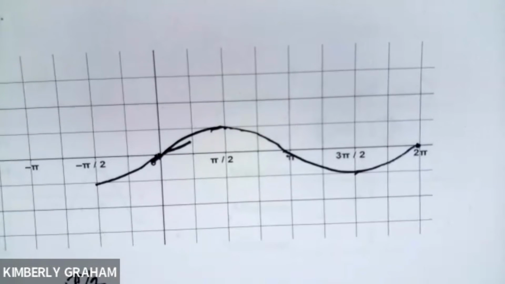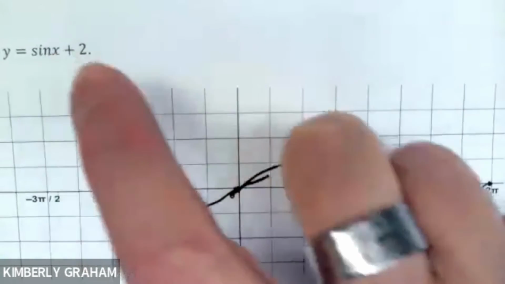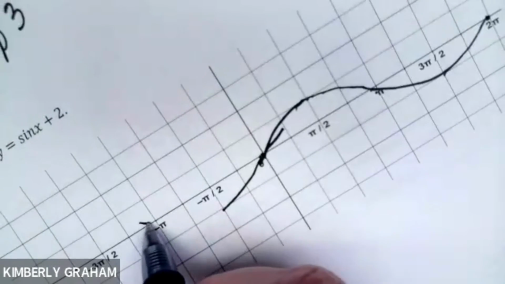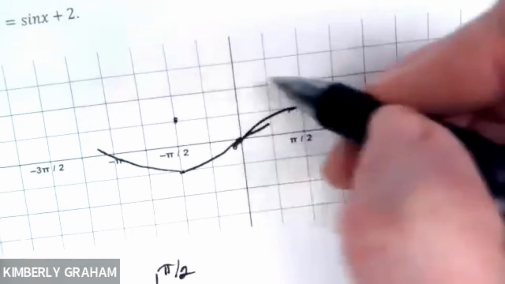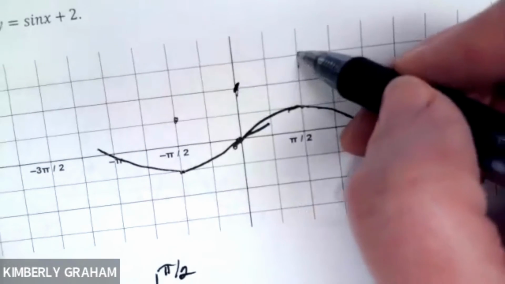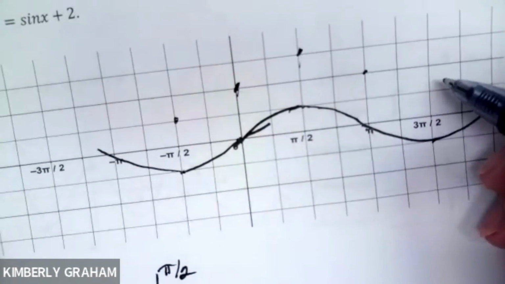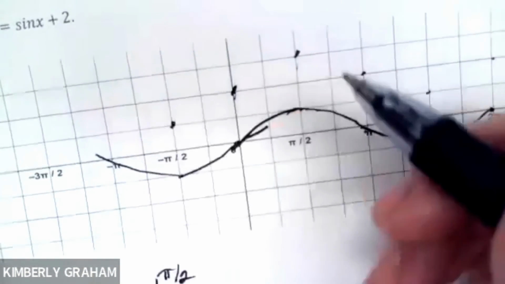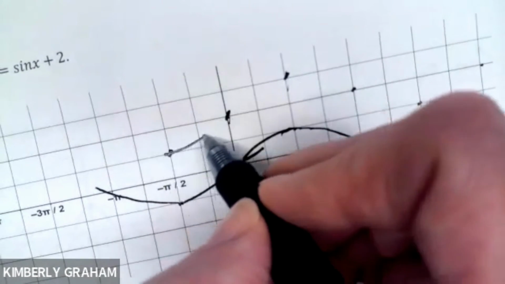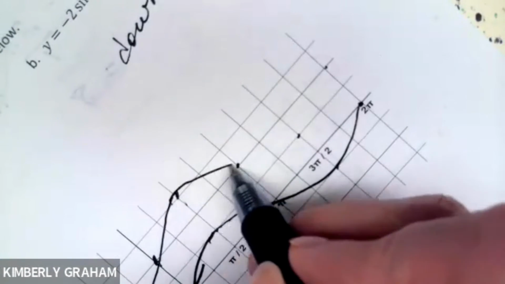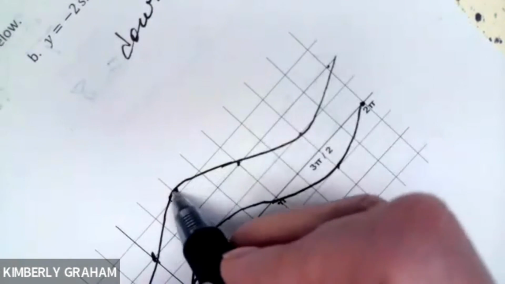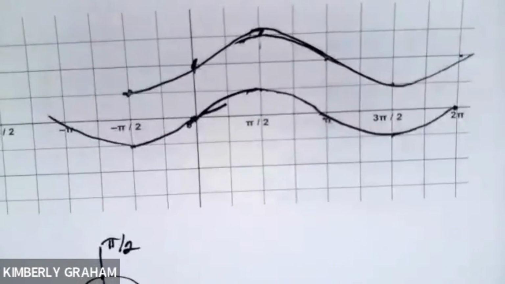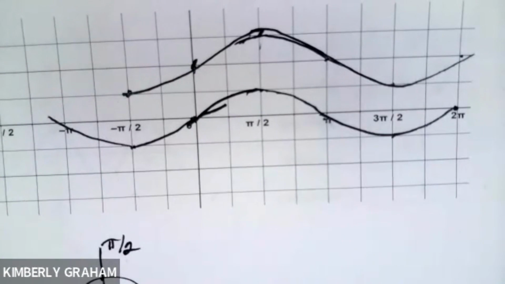If I wanted to graph this equation, y equals sine x plus 2, I just shift this up 2. Let me go ahead and make some more of this in there. So this goes up 2, this goes up 2, up 2. So hopefully y'all are a little bit better at graphing than I am. But you can see that those are the same shape, just with a vertical shift.